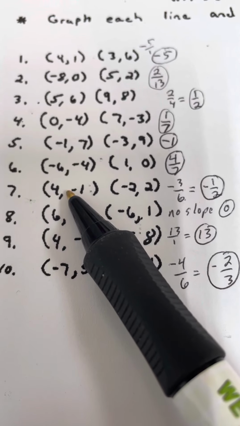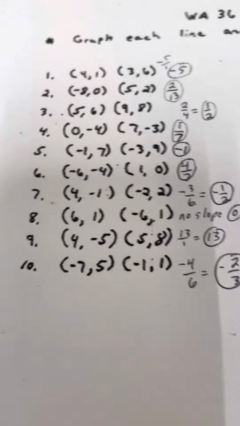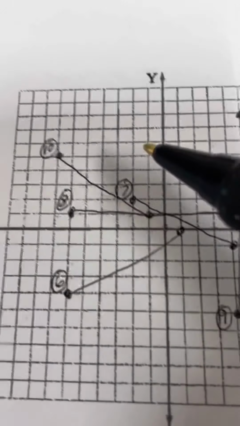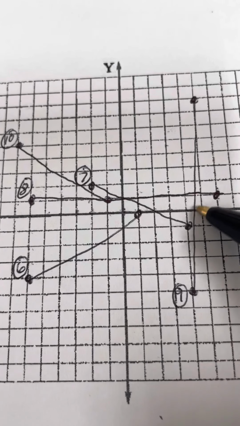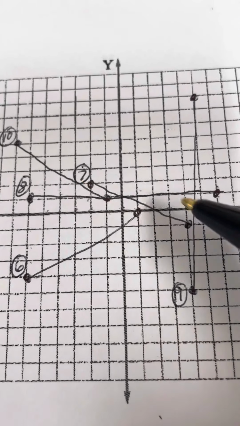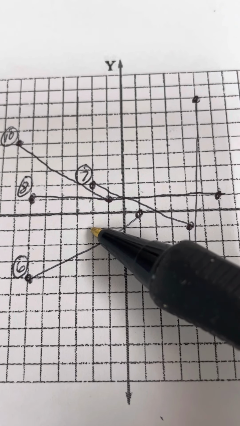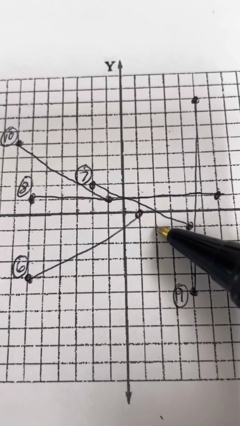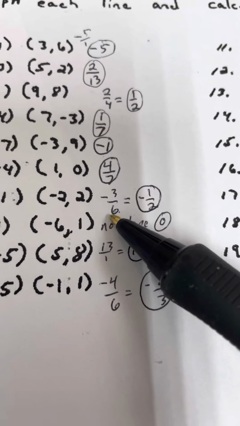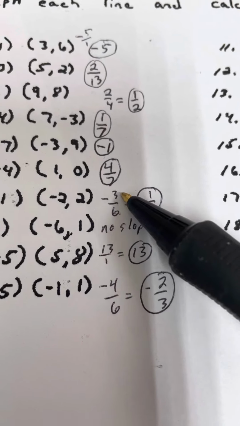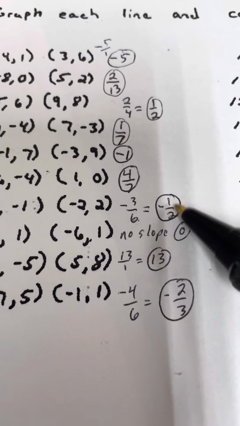For number 7, I go to point 4, negative 1, and I go to point negative 2, 2. So for number 7, I'm at negative 2, 2, and I'm at 4, negative 1. And from this point to this point, I'm going down 1, 2, 3, down 3 over 1, 2, 3, 4, 5, 6. So down 3 over 6. I could simplify this by dividing both the numerator and denominator by 3, and I get negative 1/2.